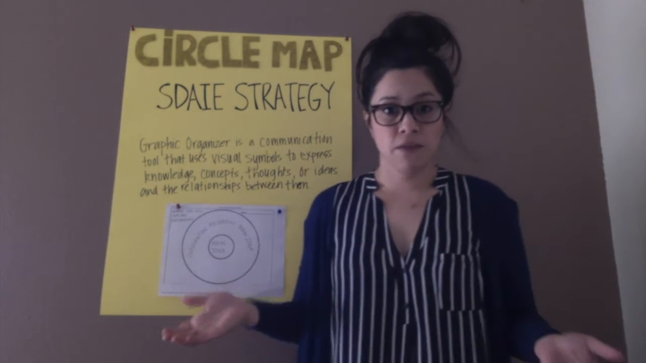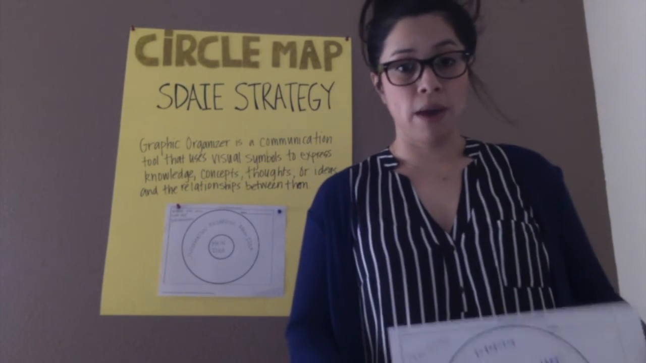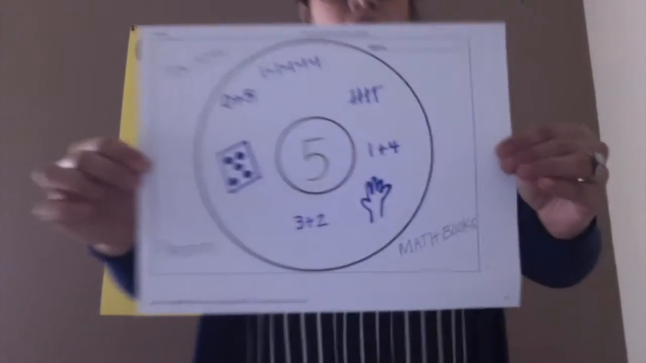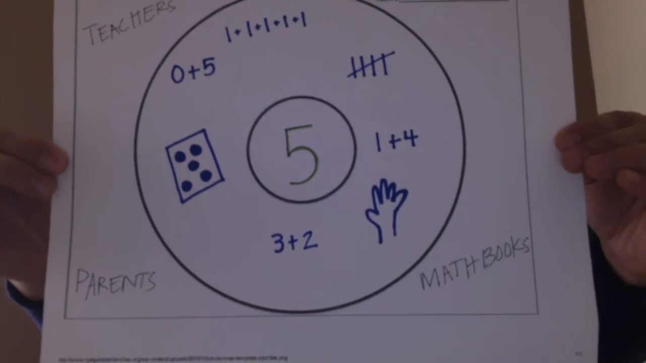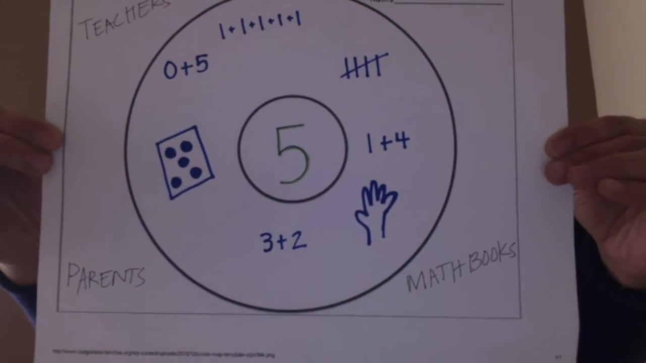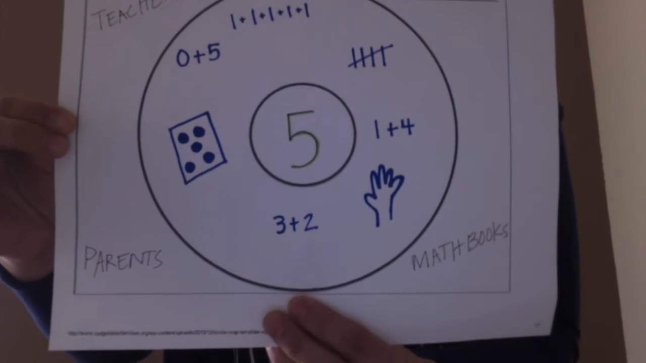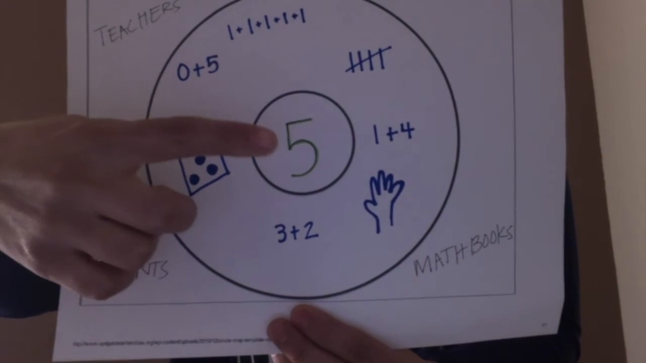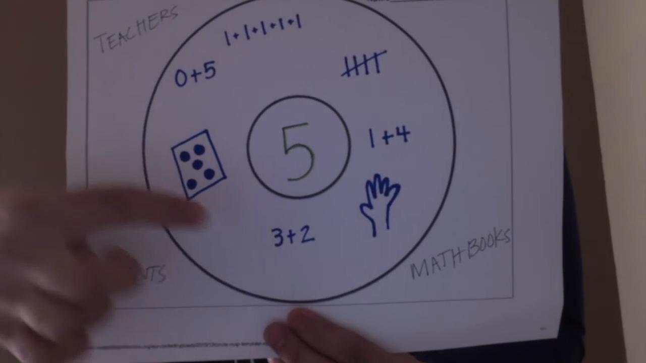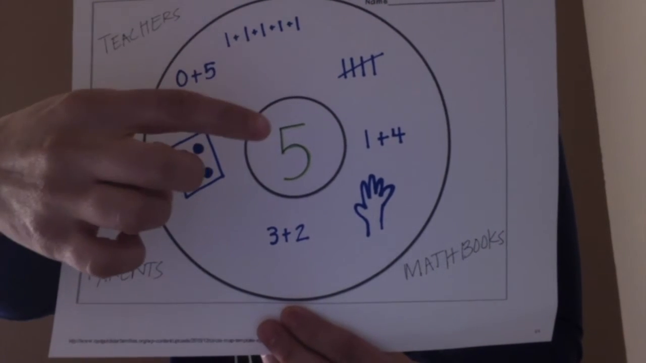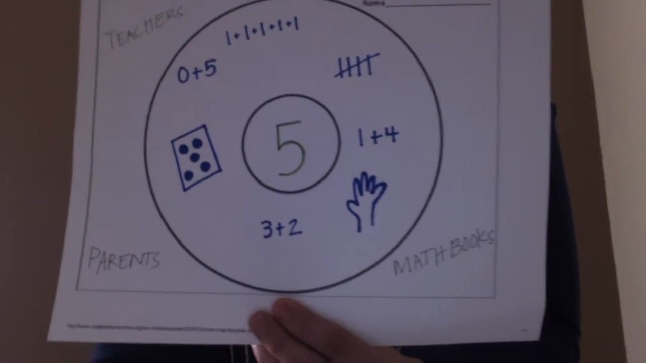So I actually have a few examples of how a circle map works, and this is one. This is kind of a math example, maybe for first grade math, and it's just different ways for students to find how they got the number 5. So the number 5, the information regarding the main idea, and then where they would find that information.